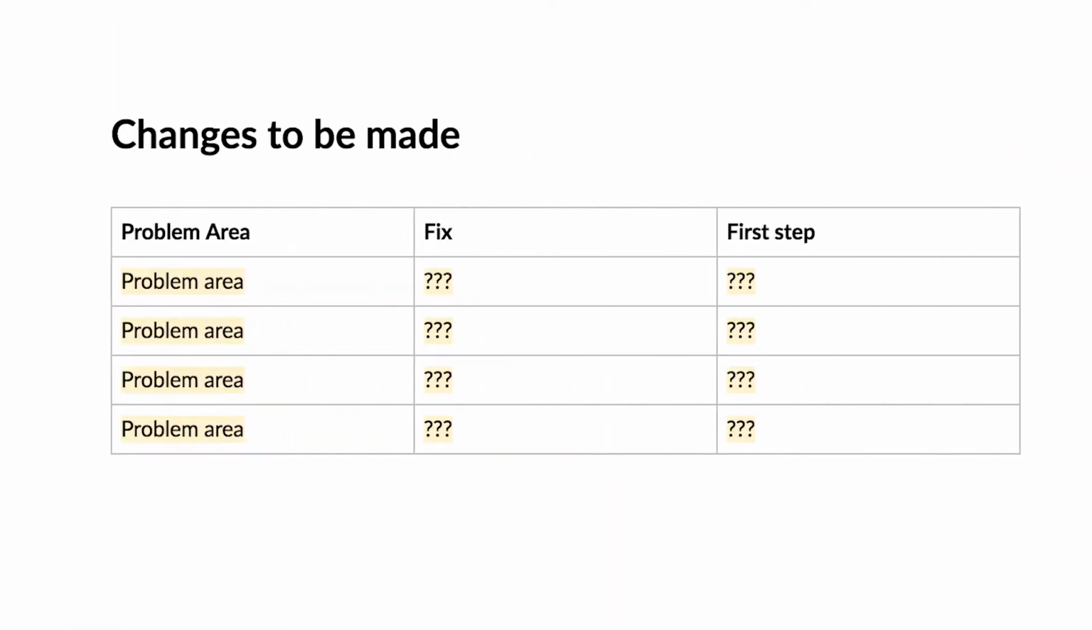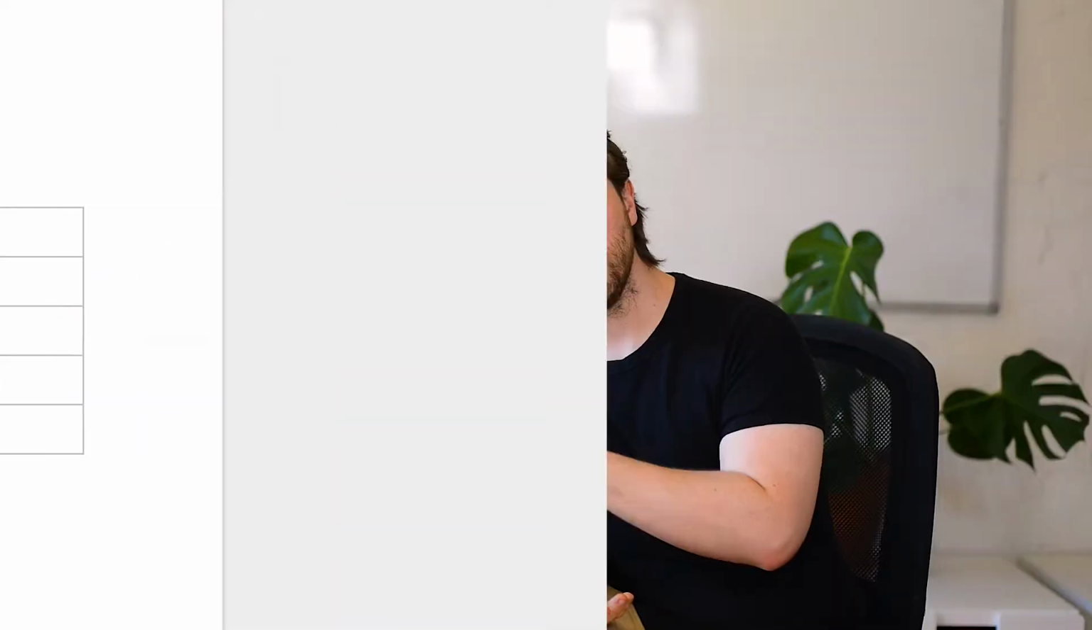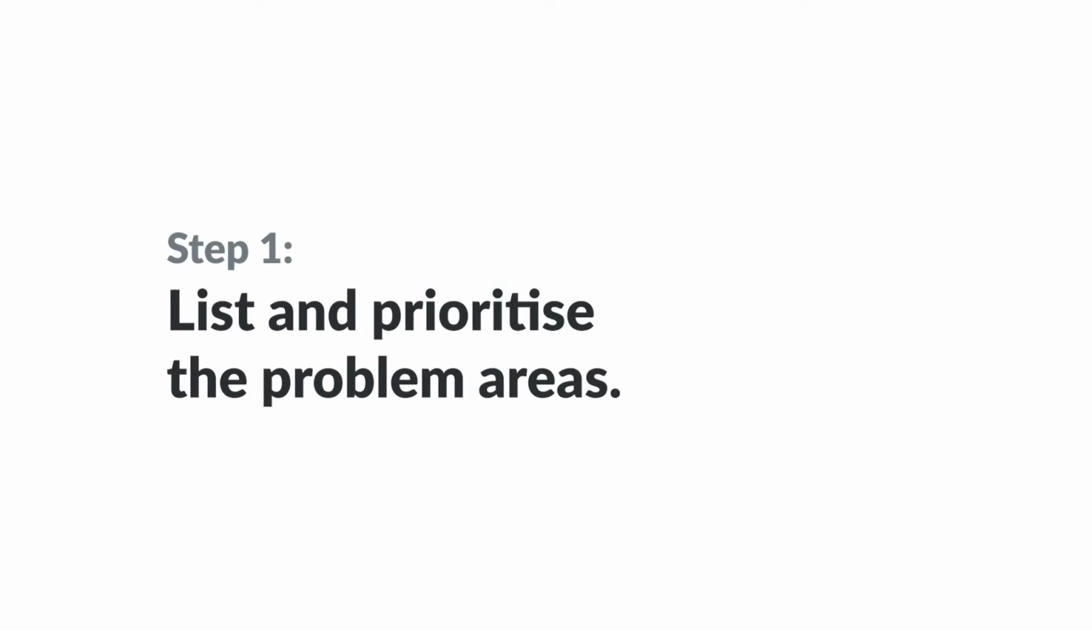We'll take this list of problem areas and turn them into things that we can fix. Now in our template, we've got a spot for the problem area, the fix or solution that might fix the problem, and also the first step that you can take to get action on this. So you shouldn't fix everything.